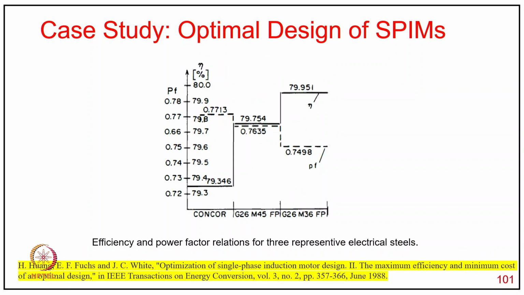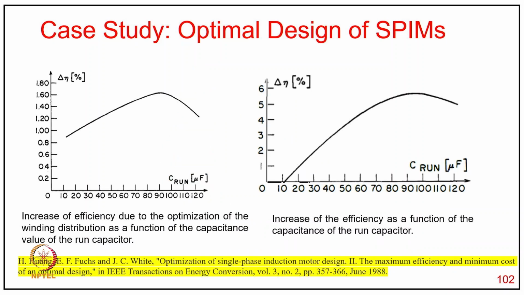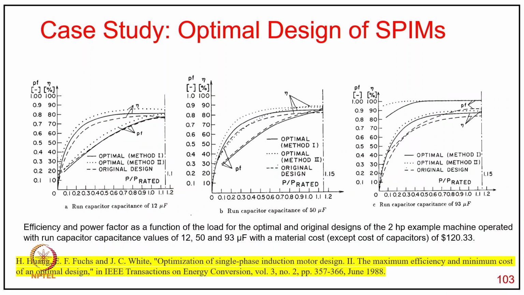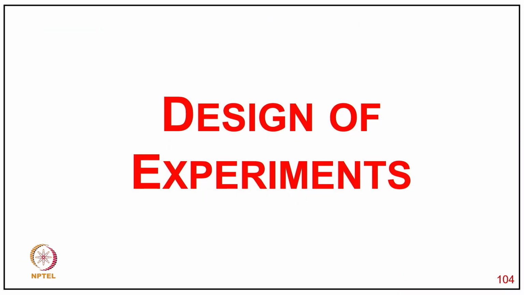Then the efficiency and power factor relation for 3% electrical steels. Then the increase in efficiency due to the optimization of the winding distribution as a function of capacitance and value of the run capacitor. Then the increase in efficiency as a function of capacitance to run. Then the efficiency and power factor as a function of load for the optimal and original design of a 2 horsepower machine rated with run capacitor values of 12, 50 and 93 microfarad, with material cost except capacitor of $120. So this is a typical example case.